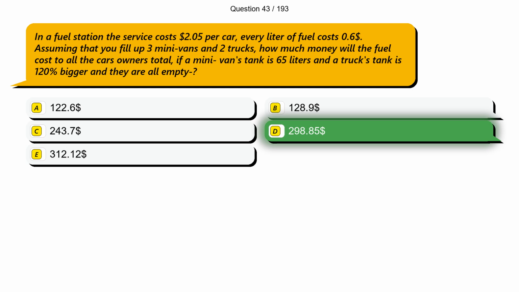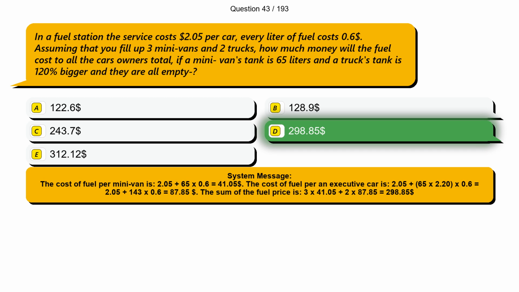The correct answer is option D, $298.85. The cost of fuel per minivan is 2.05 plus 65 x 0.6 equals $41.05. The cost of fuel per truck is 2.05 plus 65 x 2.20 x 0.6 equals 2.05 plus 143 x 0.6 equals $87.85. The sum of the fuel prices, 3 x 41.05 plus 2 x 87.85 equals $298.85.